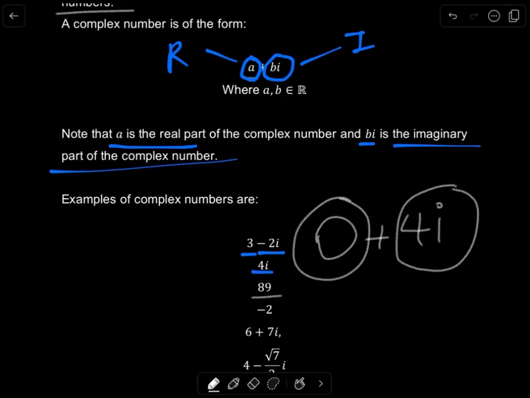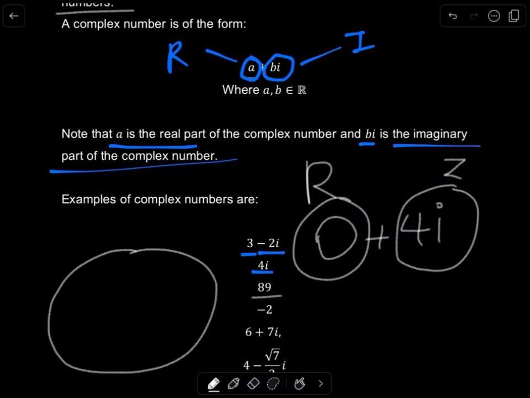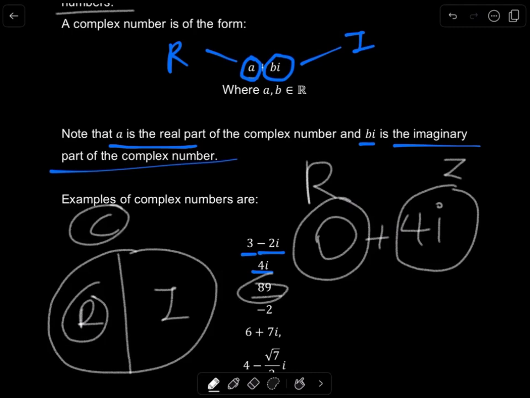Take a look at 89. 89 is also a complex number. And you may be thinking, hang on, shouldn't it have an i? No. Remember, complex numbers are a combination of real numbers and imaginary numbers. Recall in the diagram on the first slide, we had complex numbers, and that incorporated the real numbers and the imaginary numbers. So 89 is a real number, hence it is also a complex number.